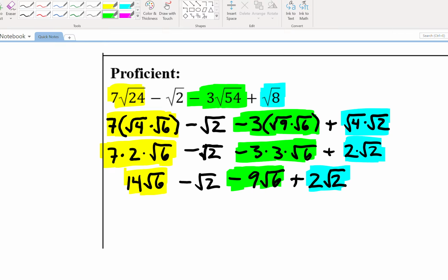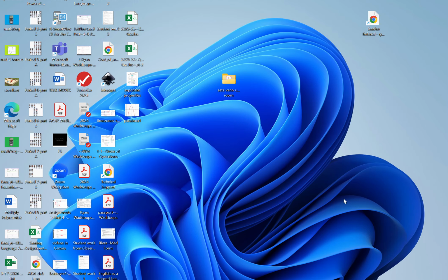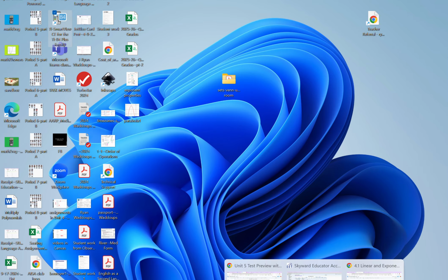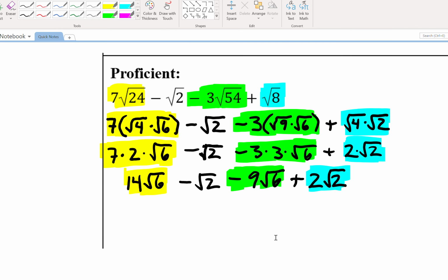So negative 9 square root of 6 is the same as negative 3 square root of 54. I'll pull up a calculator here. It takes a little bit for it to load, so I'll let that be loading while we continue to look at this. So I can show you negative 9 square root of 6 is indeed equal to negative 3 square root of 54.